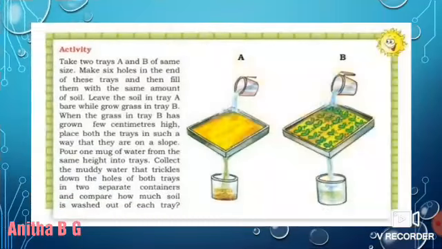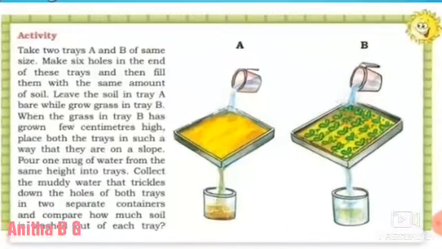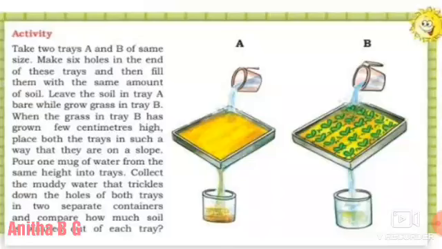It is an activity given in your textbook. Dear students, it is very easy. You can do it in your home. Take two trays A and B of the same size. Make 6 holes in the end of these trays and then fill them with the same amount of soil. Leave the soil in tray A bare while growing grass in tray B.